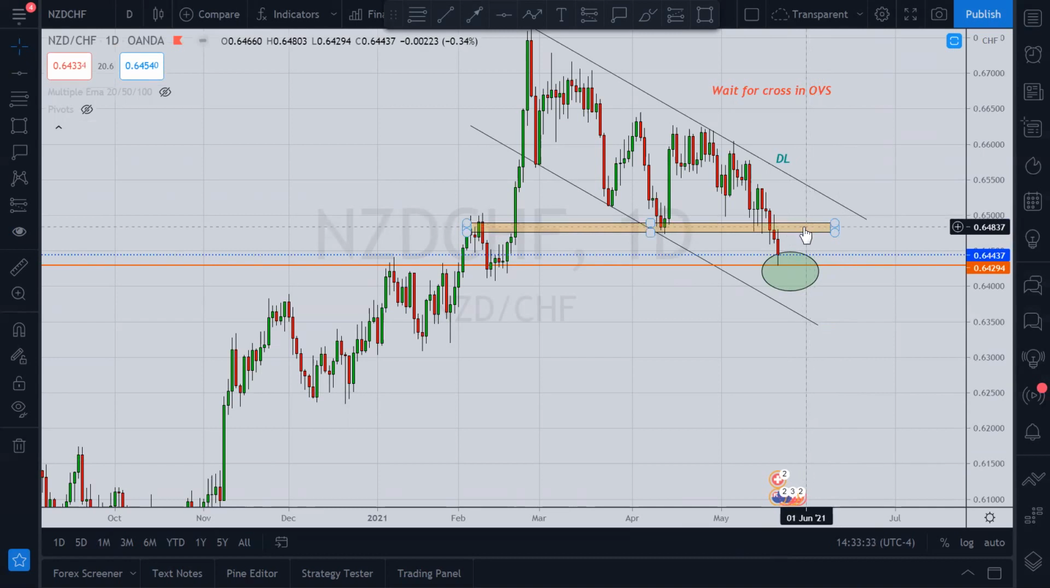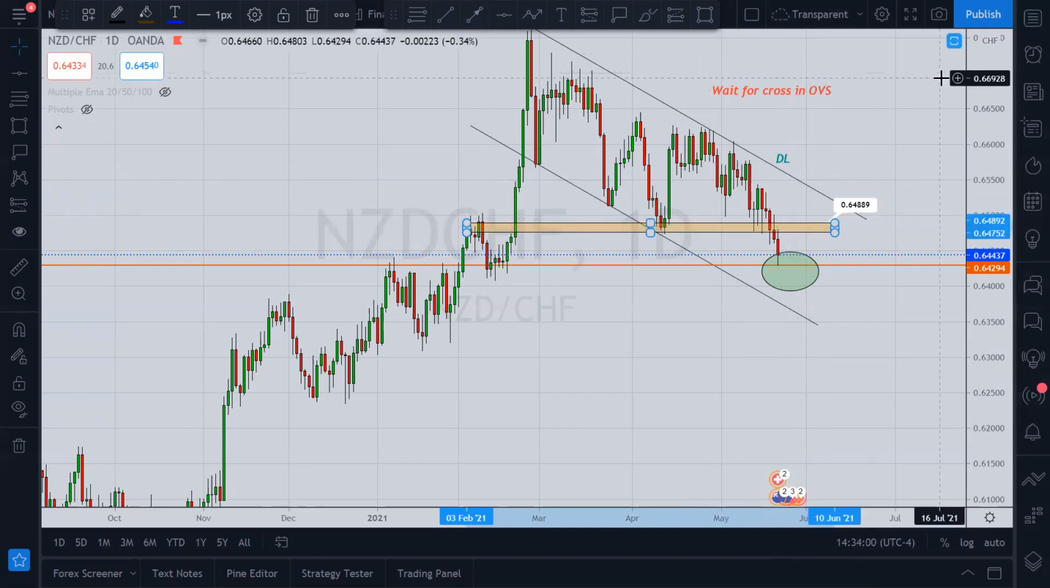I'll enter long at that point, and hopefully it's probably right around this level here, and I will mark it for you. 0.6488. If I can get in lower, that'd be great, but I need to see that bullish engulfer or that bullish momentum candle, and I will take that to the top.